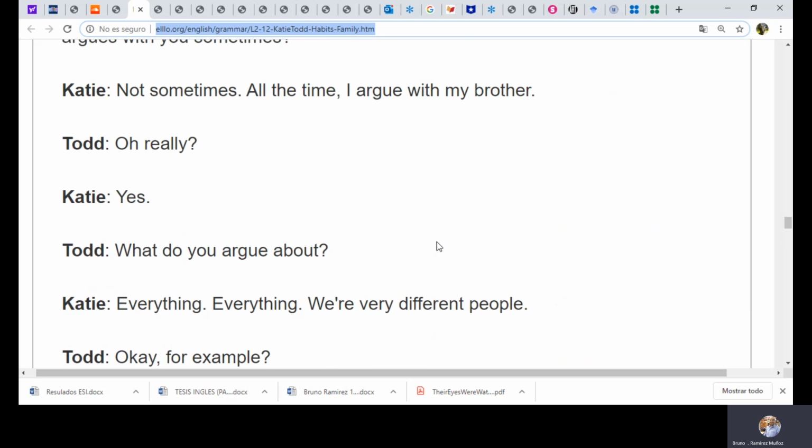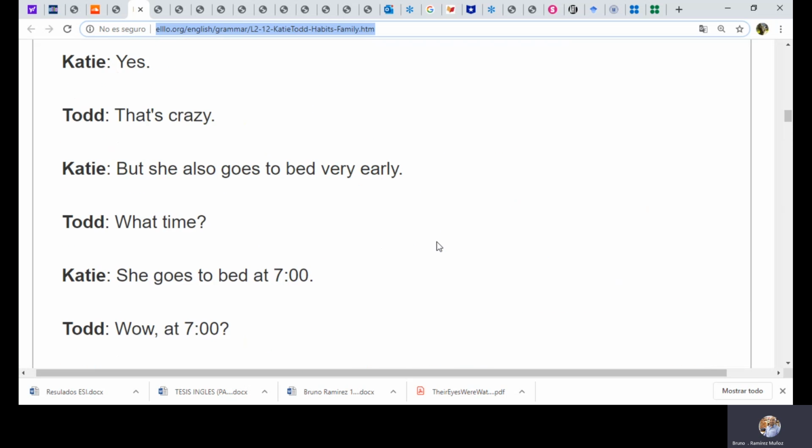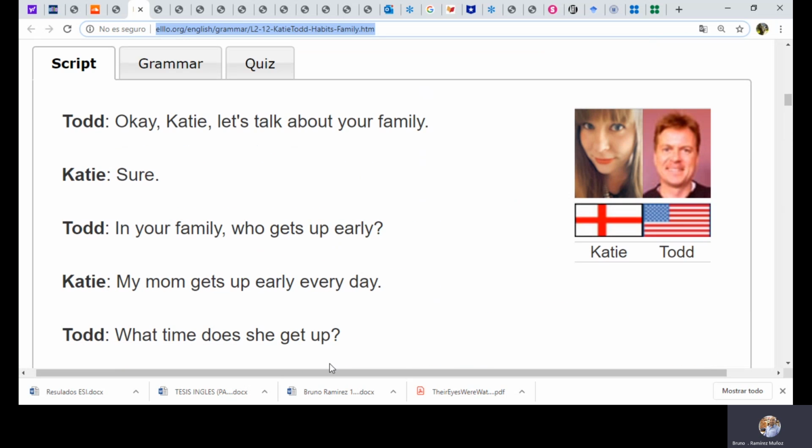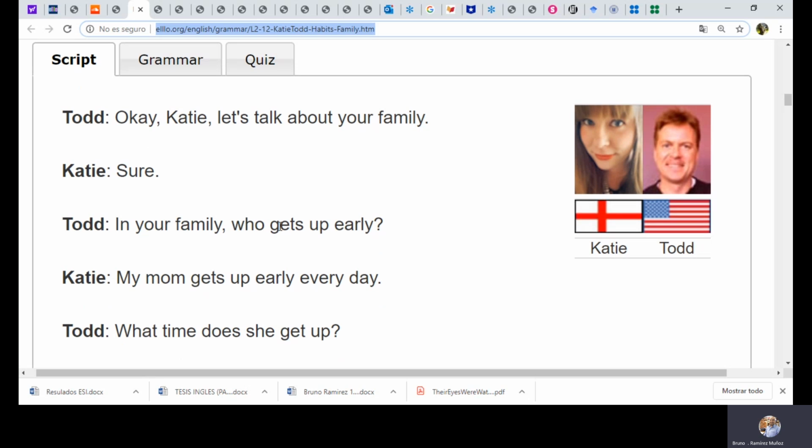Right, so that was dialogue. It contained lots of S endings, particularly third person singular. So what I want you to do is pay attention to the verbs first, okay? I want you to listen to this dialogue again on your own. I copied and pasted the link in the chat, and I want you to go through each one of the words of the verbs. For example, it says, okay, Katie, let's talk about your family. Sure, says she. In your family, who gets up early? Gets, all right? Gets up, gets up, gets up.